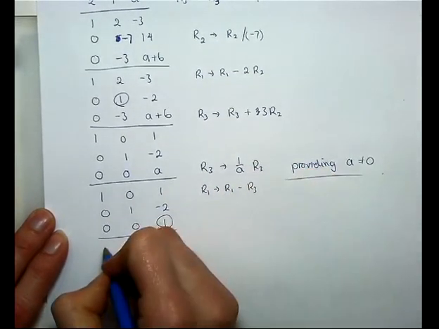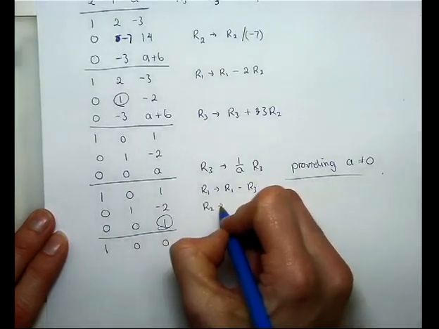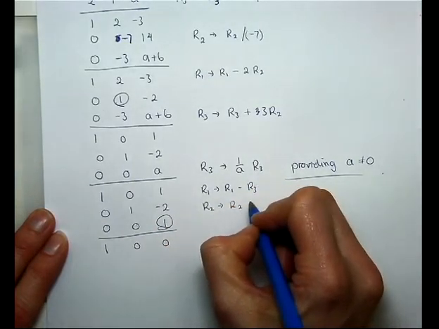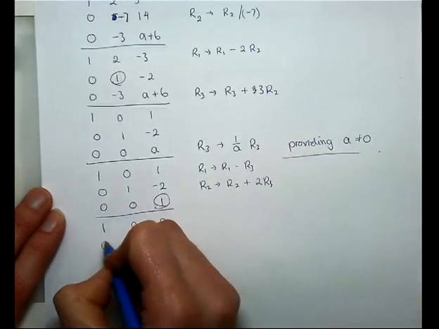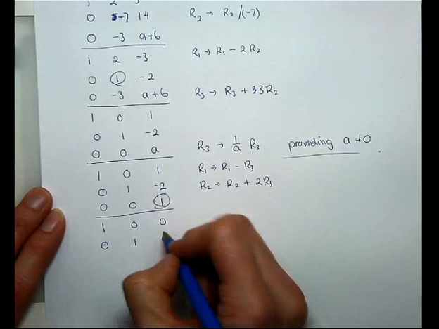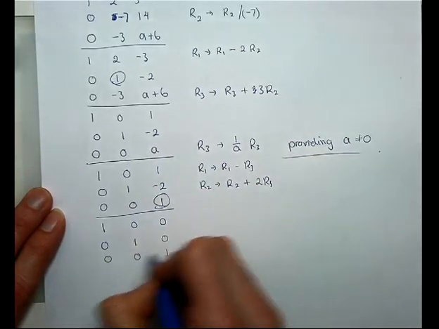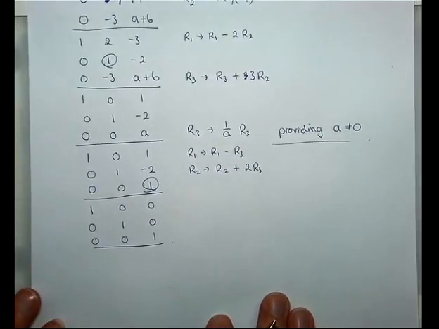Row 1 goes to row 1, take row 3. Row 2 goes to row 2 plus 2 row 3s. 0 and 0, 0 and 1 and 0, minus 2 and 2. Finished.